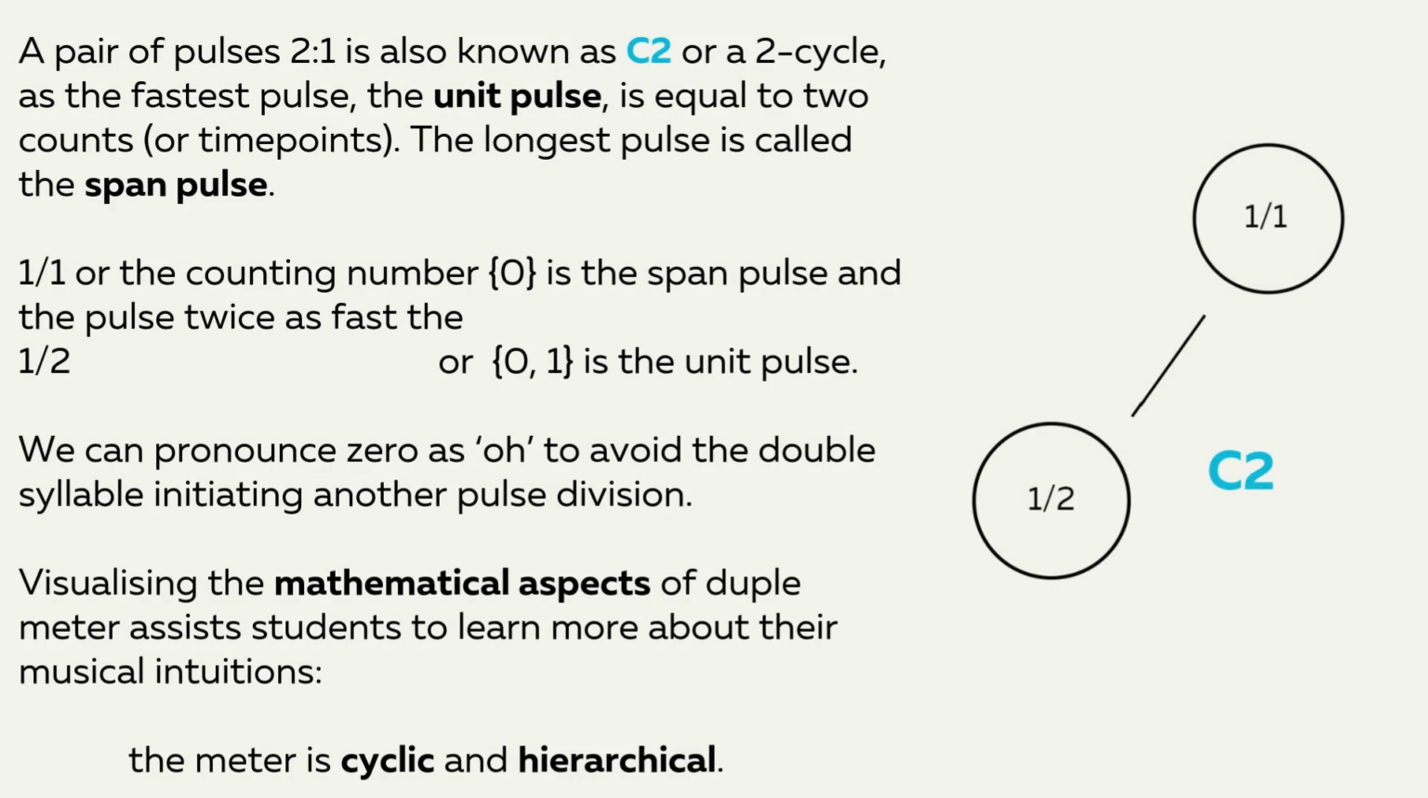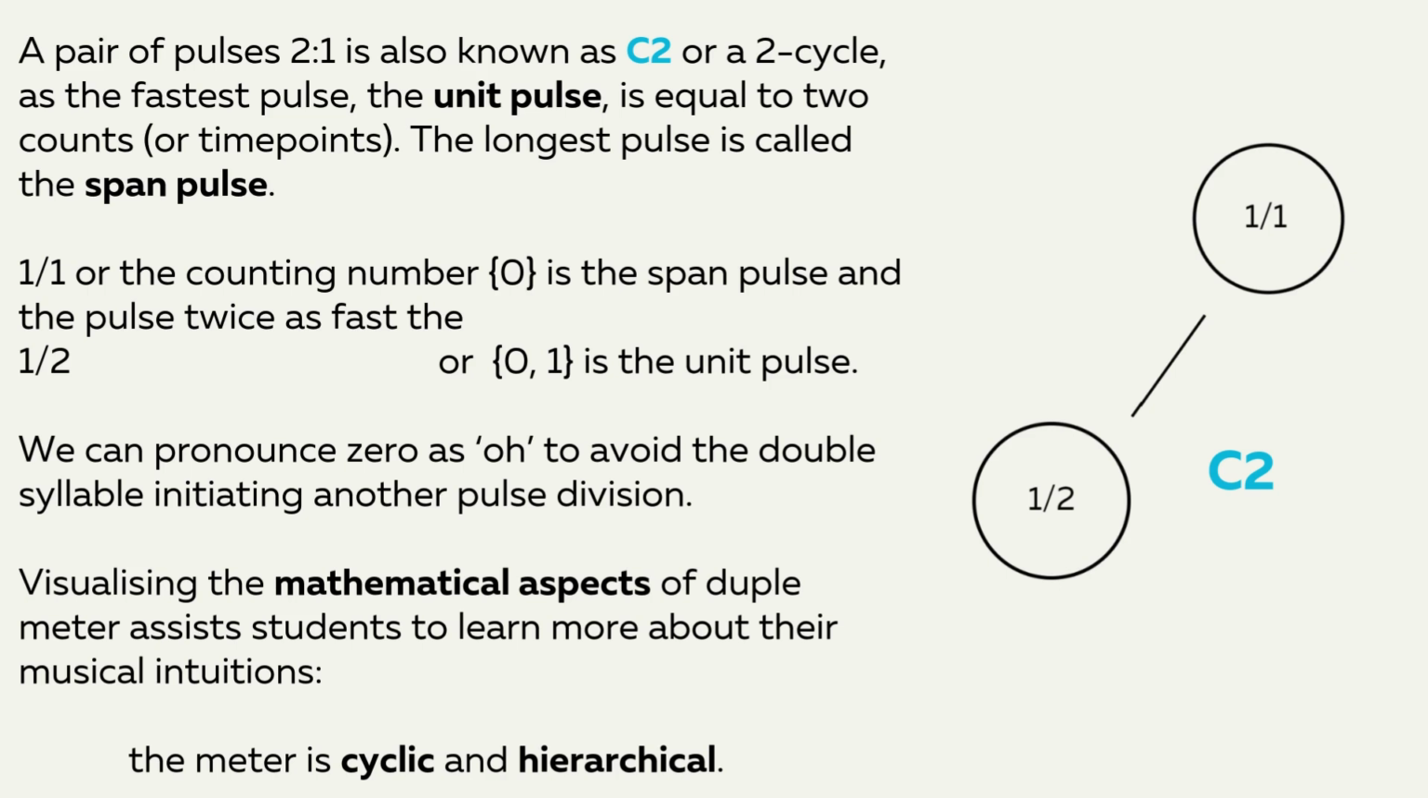A pair of pulses 2 to 1 is also known as C2 or a 2 cycle, as the fastest pulse, the unit pulse, is equal to 2 counts or time points. The longest pulse is called the span pulse. 1/1, or the counting number 0, is the span pulse, and the pulse twice as fast, the half, or 01, is the unit pulse. We can pronounce 0 as O to avoid the double syllable initiating another pulse division.